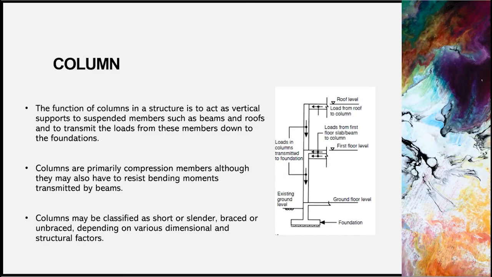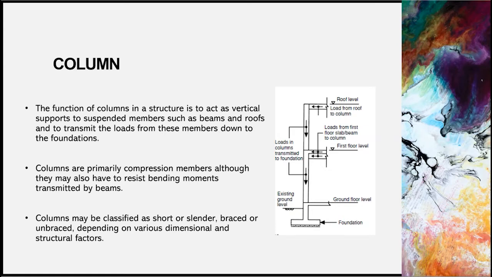So the function of a column in a structure is to act as vertical support to suspended members such as beams and roof, and transmit the loads from these members down to the foundation. Meaning to say any loads that come from above, maksudnya daripada atas, come to the column, because we have roof and also beam. Beam ni pula mungkin dia punya load datang daripada slab. Slab transfers to beam, and then the beam will transfer to the column. And roof, daripada roof trusses, dia akan pergi pada beam and so on, pergi pada column lah.